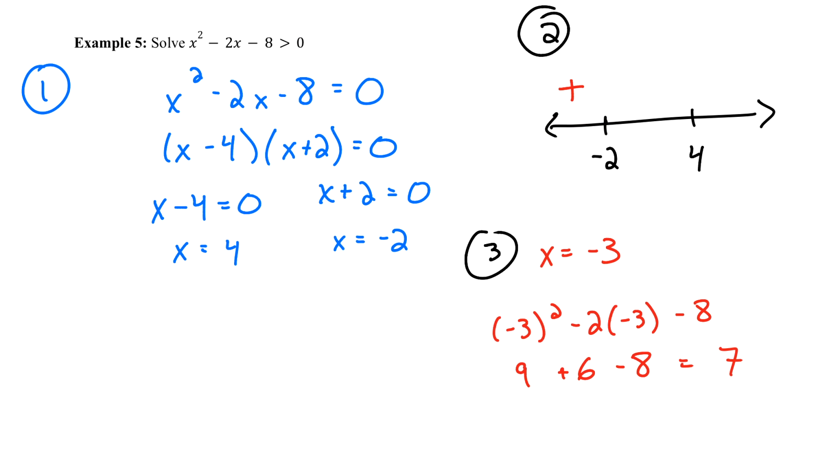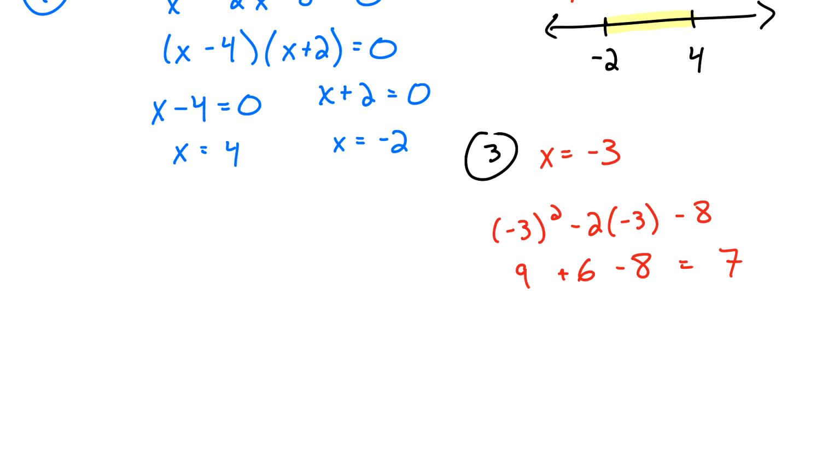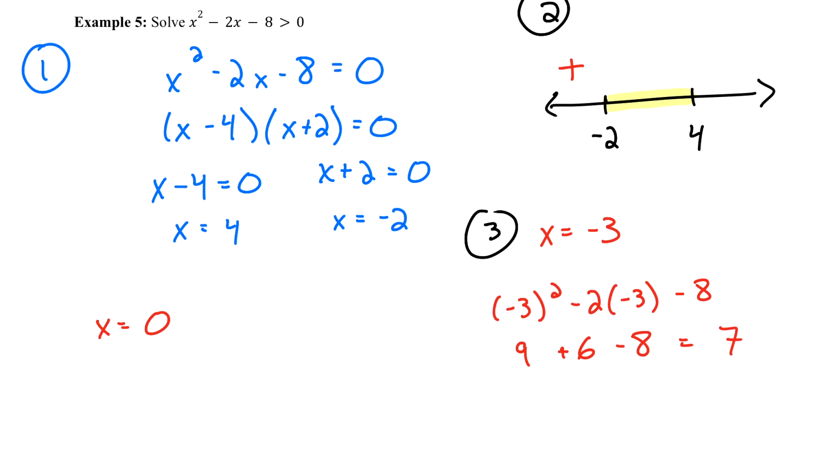I'm going to repeat that process 2 more times. So next, I'm going to look at the middle portion. I've got -2 to +4. I always like to work with x equals 0 when it's possible, just because it makes the calculations a whole lot easier. So again, we're plugging that into x squared minus 2x minus 8. So here we'll have 0 squared minus 2 times 0 minus 8. 0 minus 0 minus 8 should give me -8.